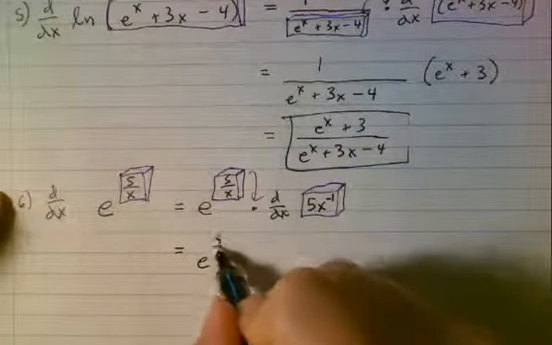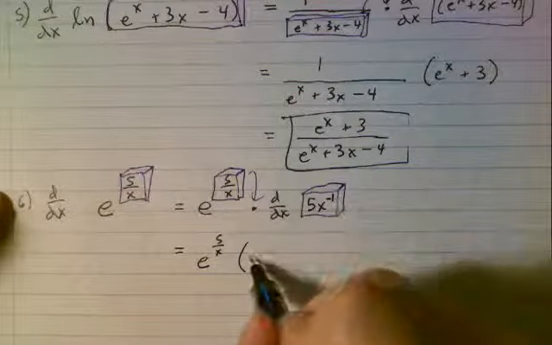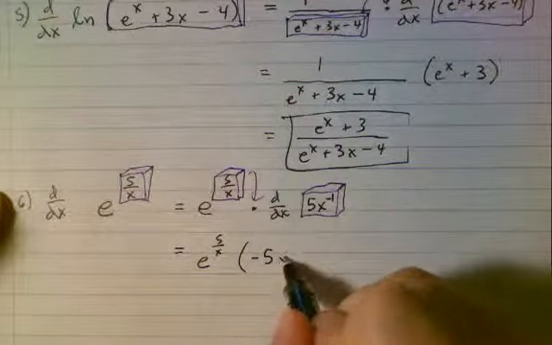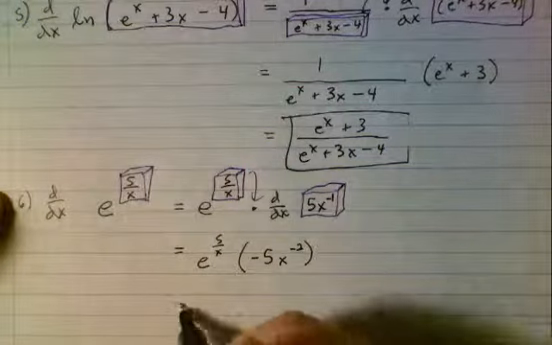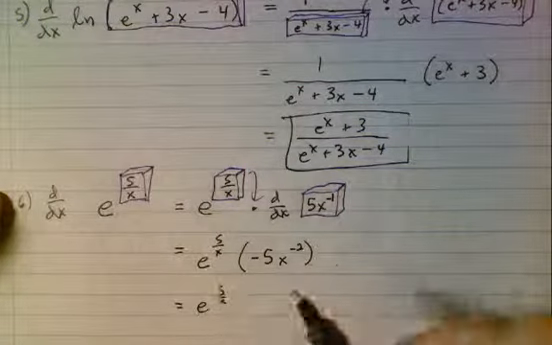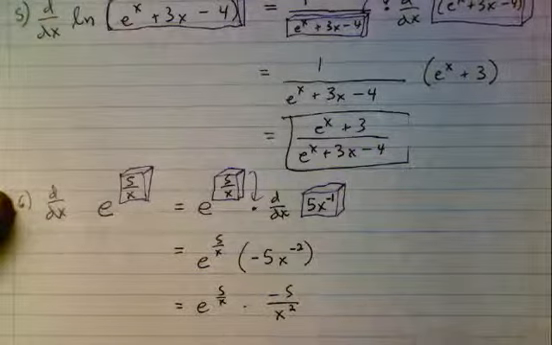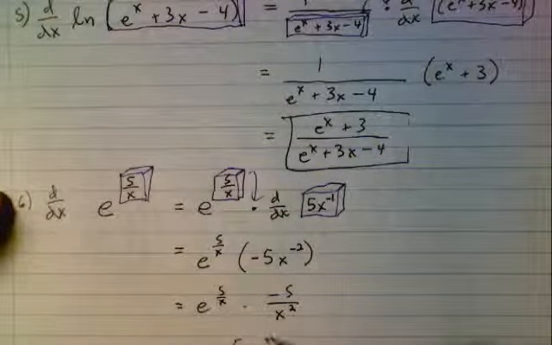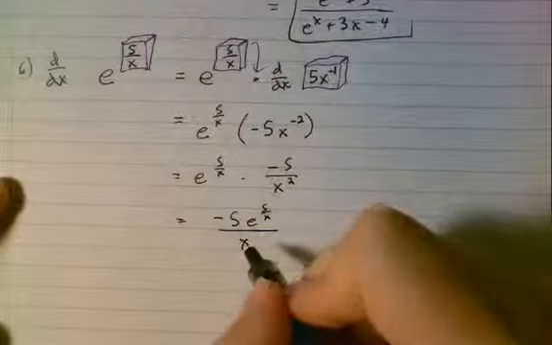So here we've got e to the 5x. Now we're going to take the derivative here, bring down the negative 1, that's negative 5. Subtract 1 from the exponent, right there, e to the 5x times negative 5 over x squared, or negative 5 e to the 5x over x squared.